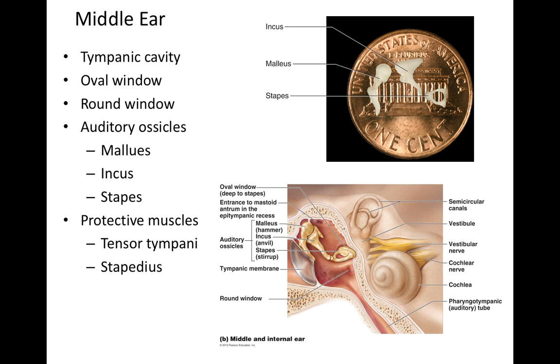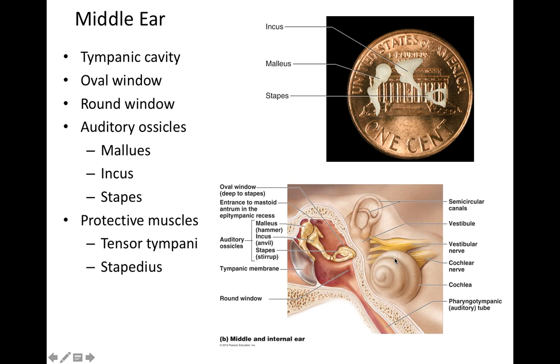So in the presence of a very loud sound, these two muscles contract and it pulls the malleus away from the tympanic membrane and the stapes away from the oval window, and it's going to dampen the amount of energy that's going to be able to travel through.